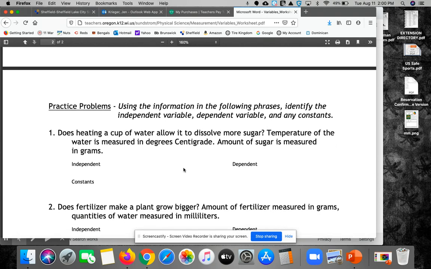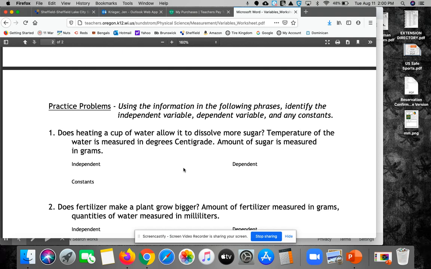So if we look at this example, number one, think about what's the independent variable, what is changed during the experiment, and the dependent variable, what is measured at the end due to the independent variable changing. So you design an experiment wondering, does heating a cup of water allow it to dissolve more sugar? Temperature of the water is measured in degrees centigrade. The amount of sugar is what the scientist is measuring.